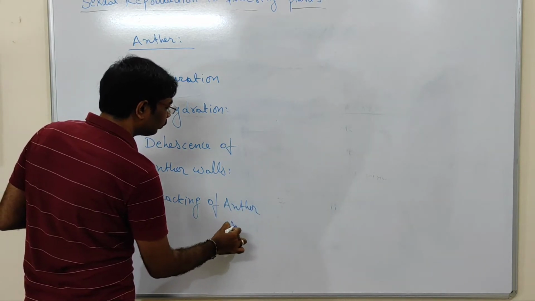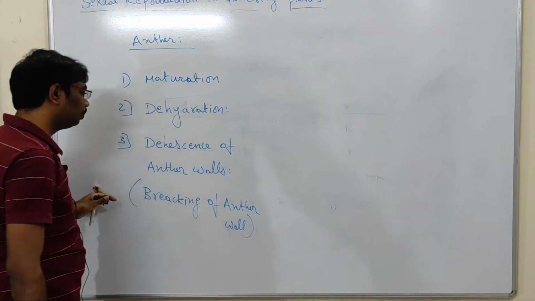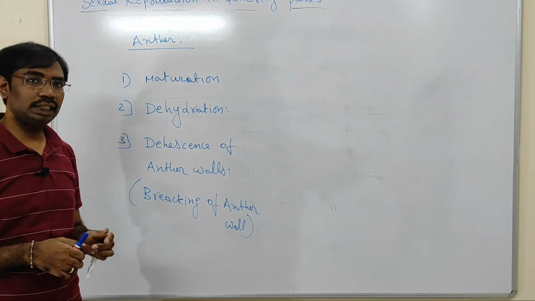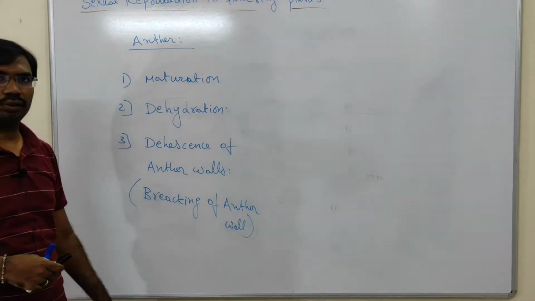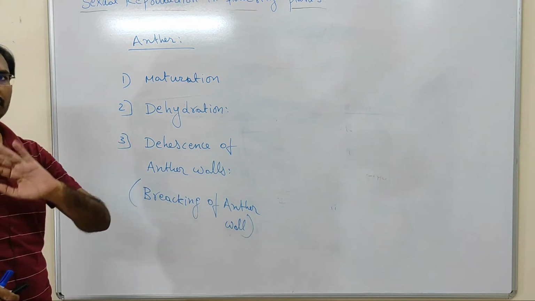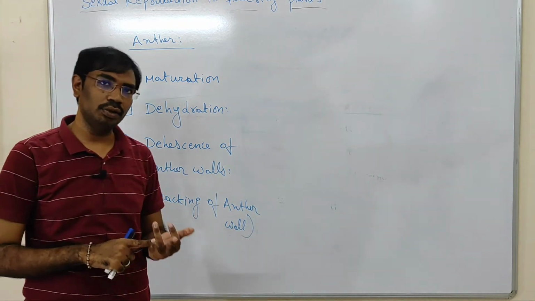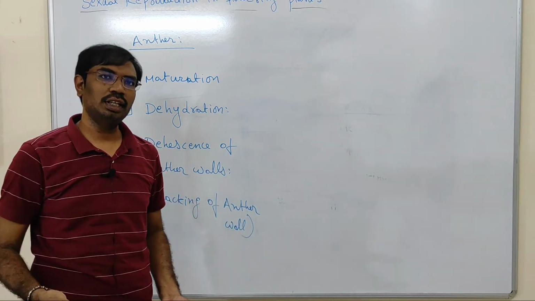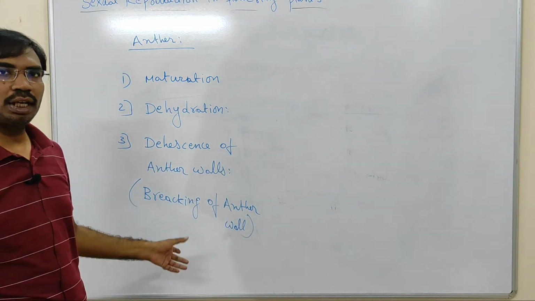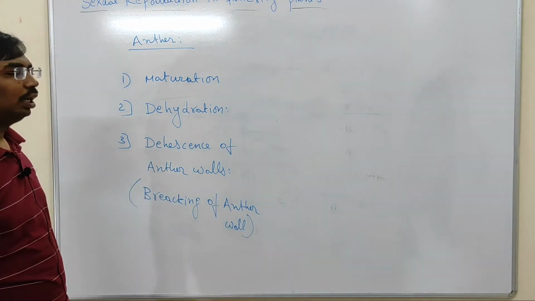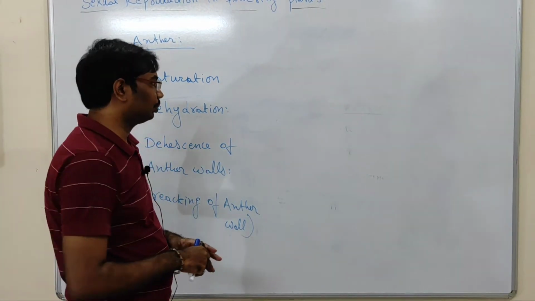So the anther is broken. If the anther wall is broken, then what happens? It leads to the release of pollen grains to the outside. After breaking of the anther walls, the pollen grains are released to the outside. They are carried by wind, insects, animals, in different ways, and transferred to the female reproductive part, called the stigma. Okay, now I will explain pollen grain structure.